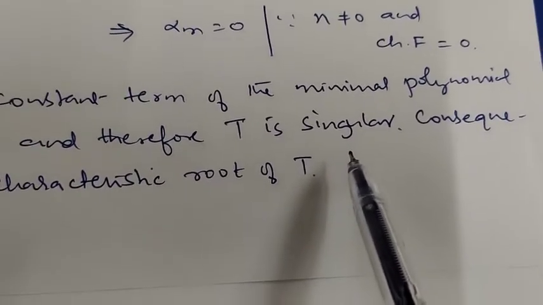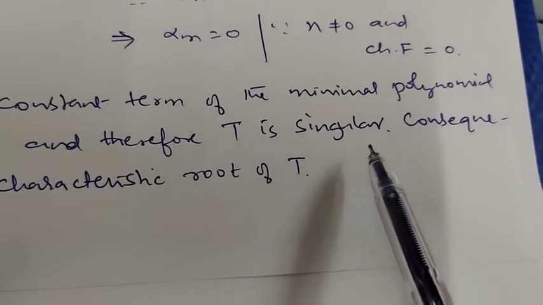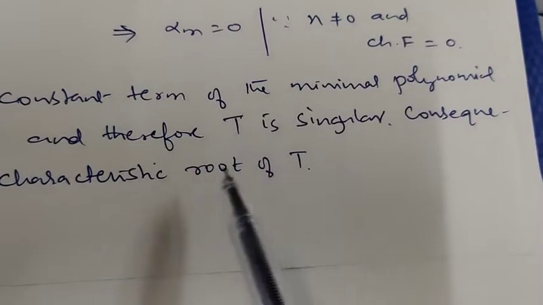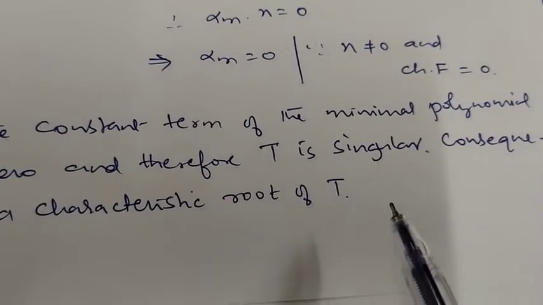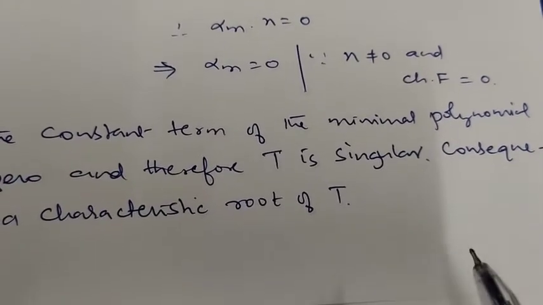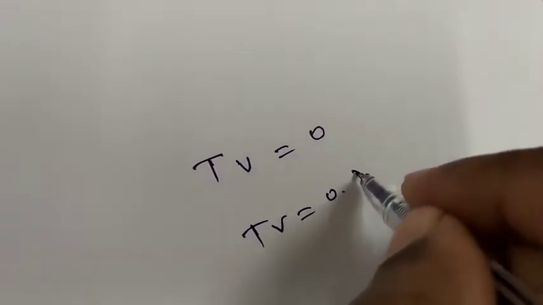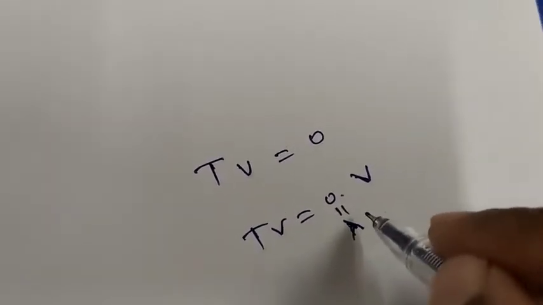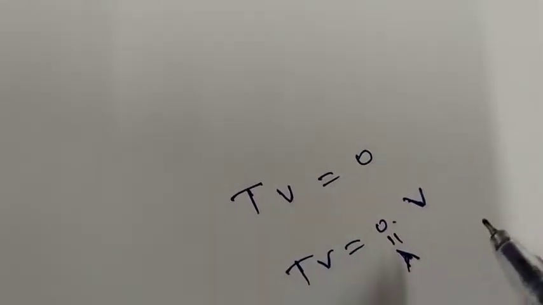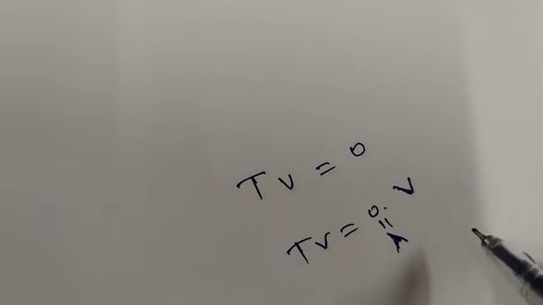Singular means, by definition, it carries a non-zero vector to the 0 vector, so 0 becomes a characteristic root of T. T of V is 0, so T of V is equal to 0 times V. Here lambda is 0, which means 0 is an eigenvalue. So, for a singular transformation, 0 will be an eigenvalue. One eigenvalue we have got now. So, let us continue the proof.